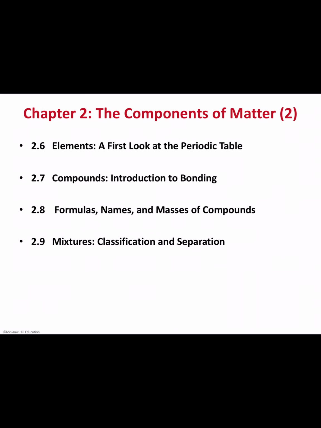Okay, also we're going to look at the elements. Where do we find the elements? We find the elements in the periodic table. Okay, and also going to learn about bonding, how the atoms are bonded, how the compounds have been formed. Also we're going to learn how to name the formulas, and if the name is given, how to write the formula, and then how do you find the mass of a compound, and then mixtures and classification and separation of mixtures.